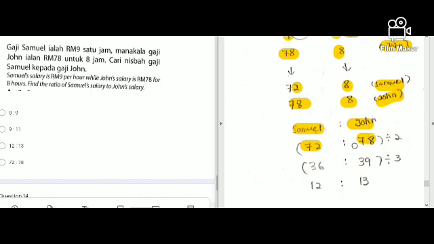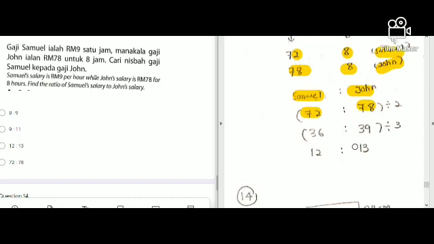In ratio, make sure you write the answer in the simplest form. So you divide it with 2. Okay. So 72 divided with 2, you will get 36. And 78 divided with 2, you will get 39. Okay, 36 and 39 is still not in the simplest form, so you need to divide with 3. Make sure 36 divided 3, you will get 12, and 39 divided 3, you will get 13.